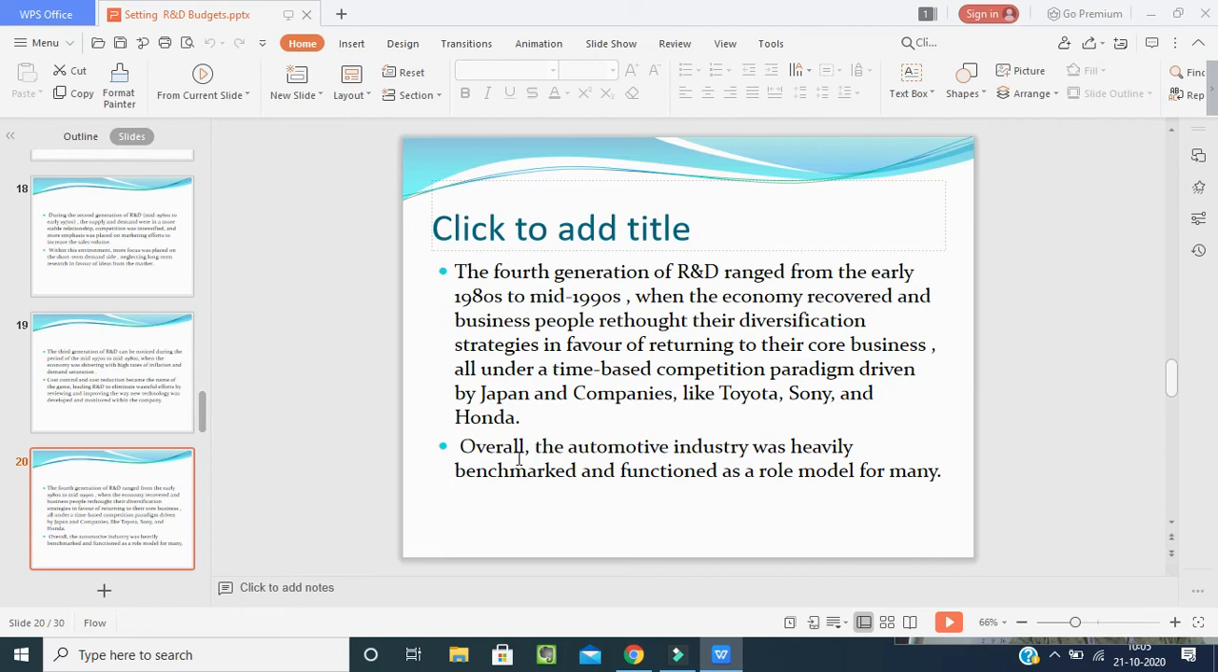Overall, the automotive industry was heavily benchmarked and functioned as a role model for many, like countries such as Japan and companies tied with Japan like Toyota, Sony, and Honda. They started the business once again, targeting the market in favor of returning to their core business to come back from their inflation. On those days, examples were Suzuki Samurai, no problem. The R&D departments had done the research on it and were working on it.